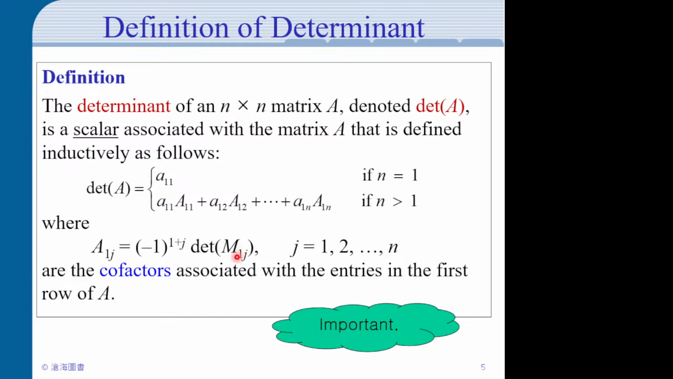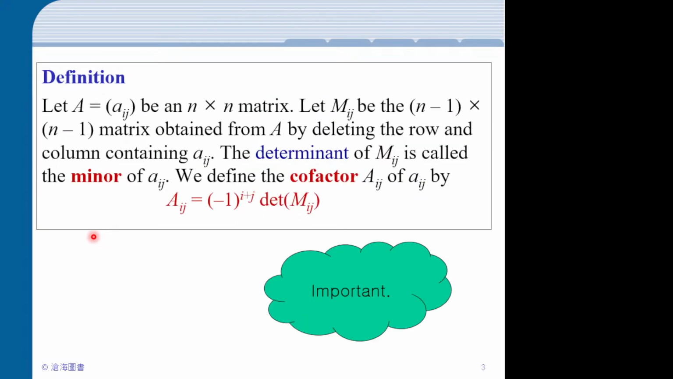And anyway, we call this whole thing, minus 1 to the 1 plus j times the determinant of Nij, a cofactor, or this 1 can be changed, so actually it's Aij. So back to here, this Aij, which is minus 1 to the i plus j times the determinant of Mij, is called a cofactor.